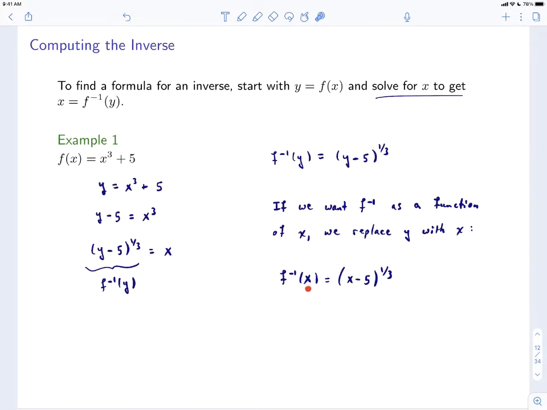Now if I put an x here, the rule is the same. We take some input, we subtract 5 from that input, and then whatever the answer is, we take the 1/3 power. So the rule is the same, we've just changed the label, the name. You take an input, subtract 5, and then cube root it. It's the same either way.